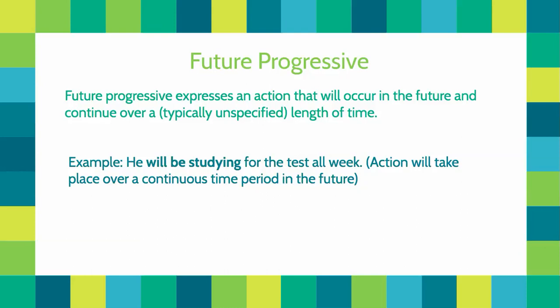It's not giving me, like, how many hours. So if I wanted to say he will study for 3 hours, then I'm just using future. But if it's ongoing, off and on, kind of continuing, he's going to pick it up and drop it again all week, then I'm going to use the progressive tense.